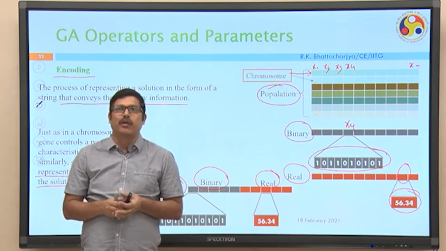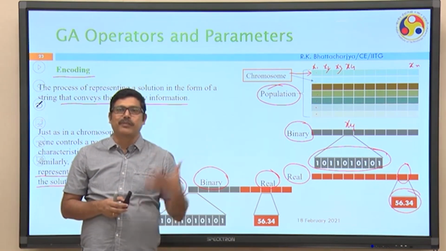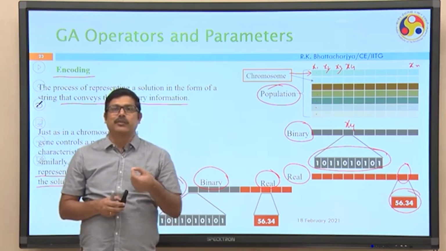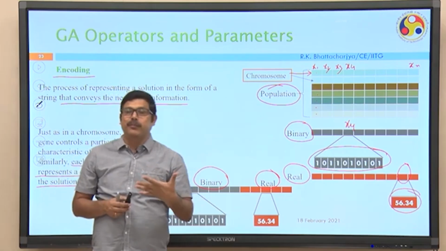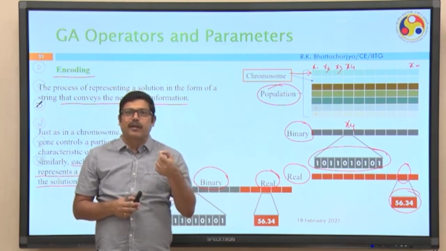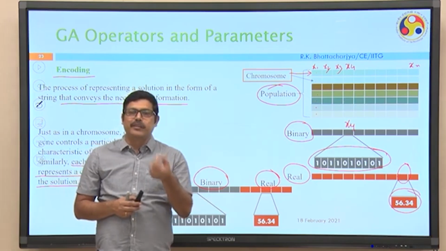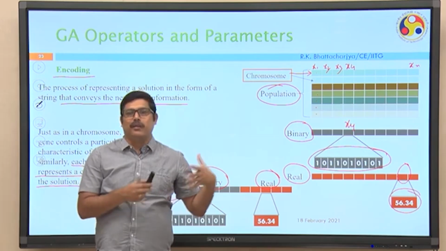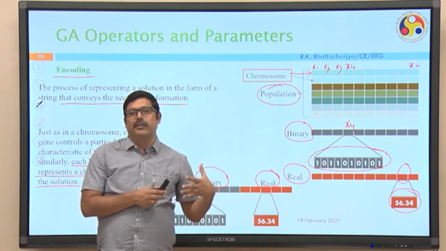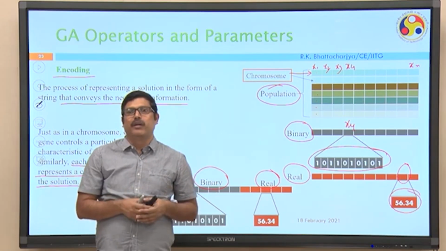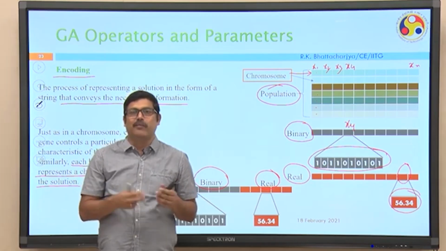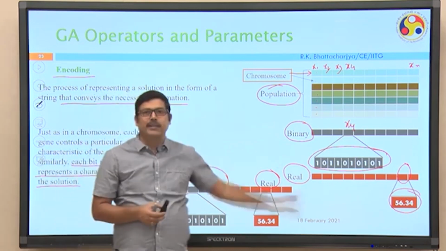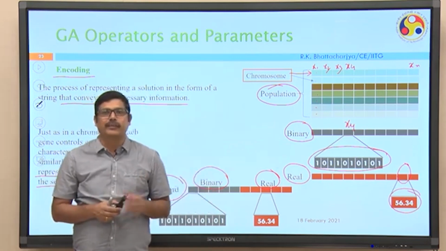Depending upon the requirement of the problem, sometimes I would like to represent a particular variable, suppose in a mixed integer problem. In a mixed integer problem, a variable may be an integer variable, so I would like to keep it as a binary variable, and maybe another variable I can consider as a continuous variable, so it may be a real value. So, I can have a hybrid string like that. But we will discuss initially the binary coded GAs.